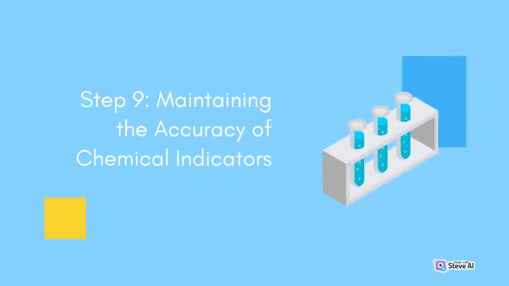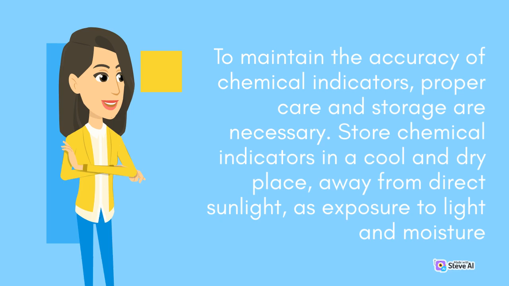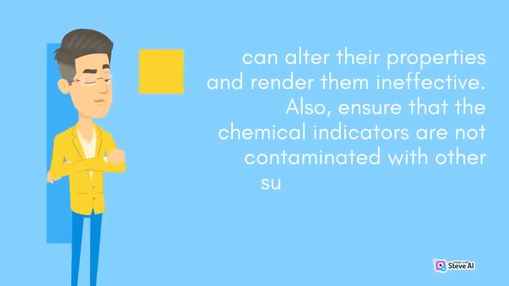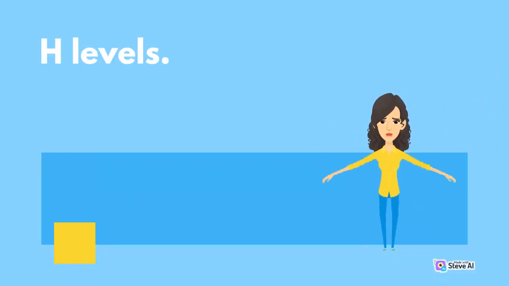Step 9. Maintaining the accuracy of chemical indicators. To maintain the accuracy of chemical indicators, proper care and storage are necessary. Store chemical indicators in a cool and dry place, away from direct sunlight, as exposure to light and moisture can alter their properties and render them ineffective. Also, ensure that the chemical indicators are not contaminated with other substances, as this can affect their ability to accurately measure pH levels.